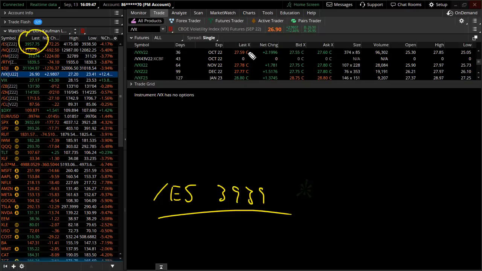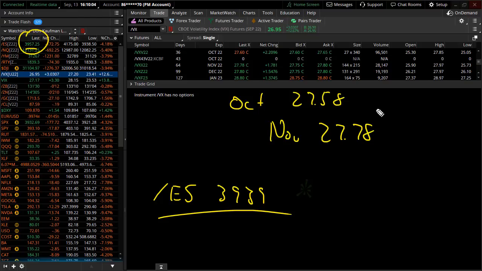But at the exact same time, take a look at volatility futures. We have the October vol futures sitting roughly at 27.58. Then if you take a look at the NOV, and I'm just writing them down over here, we're sitting at 27.78. We're exactly 20 cents away from basically going into what would be a critical backwardation.